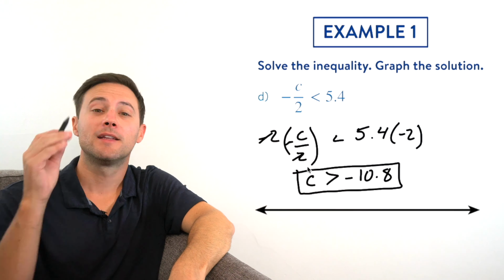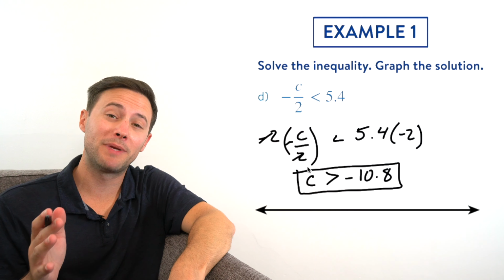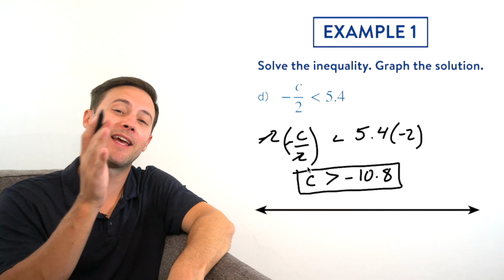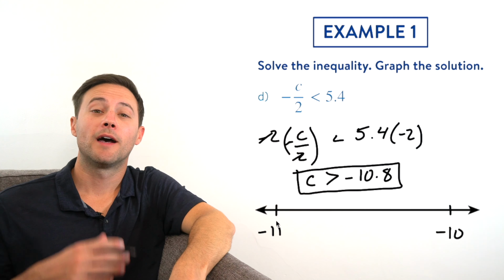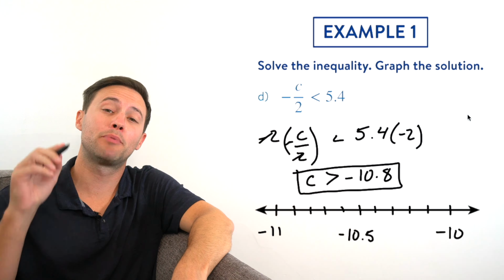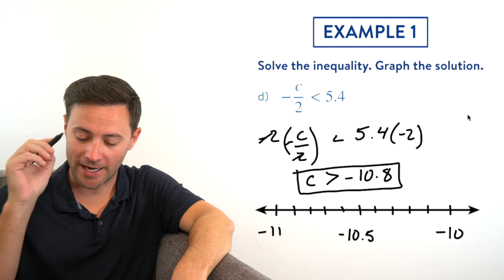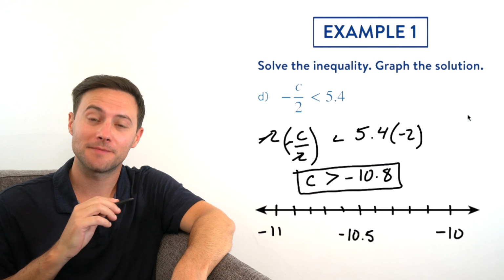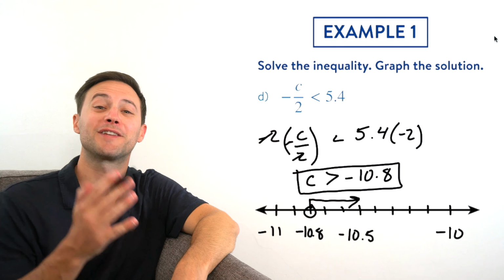Now let's graph. Negative 10.8 is going to be in between negative 10 and negative 11. And then let's break that up into tenths. So now at negative 10.8, we're going to put an open circle and an arrow to the right. Here's some to try on your own.